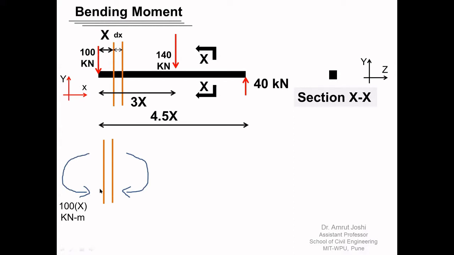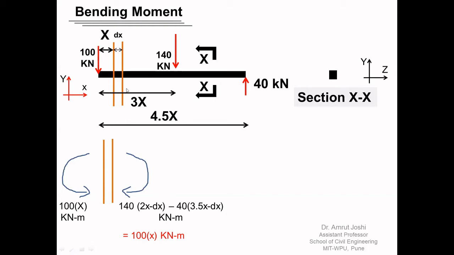Now let us perform the same exercise on the right hand side of this cross section. On the right hand side, we have two forces. One is 140 kilonewton, another is 40 kilonewton. And I have shown the net resultant to be clockwise. So if 140 kilonewton contributes to clockwise moment, I will treat it as positive. And that moment is 140 kilonewton into this distance, which is 3x minus x minus dx, so it is 2x minus dx. So the moment of 140 kilonewton at this cross section is going to be 140 into 2x minus dx.